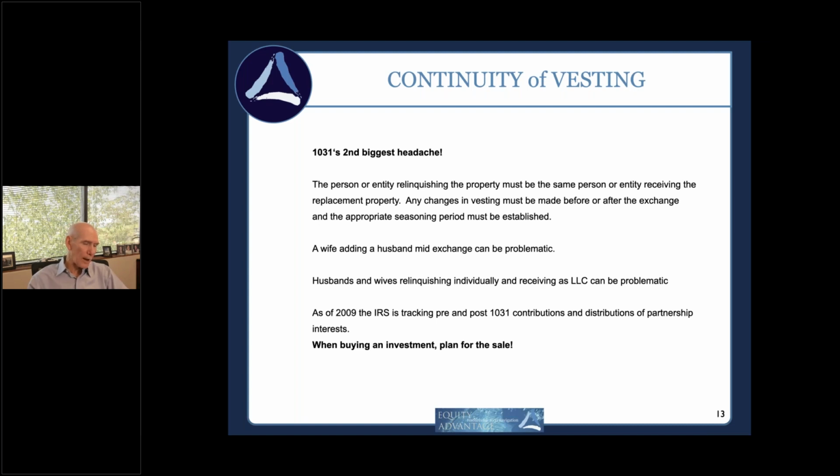Now, if you're not comfortable with the immediate pre-disposition drop, then maybe we're doing a transaction where you're going out and buying a replacement property or properties. Maybe we go buy 5 different properties, each property in a different limited liability company with the exchanging limited liability company as its member.